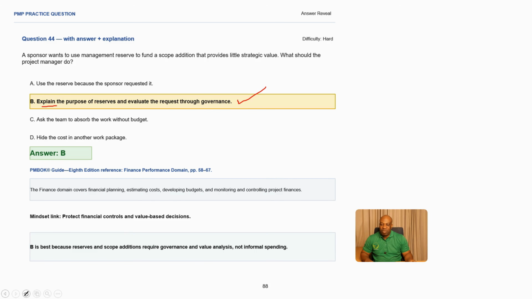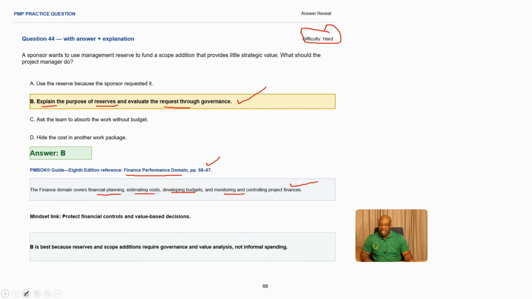Okay, you need to explain the purpose of reserves. Evaluate the request through governance. So the level of this one was actually hard, all right? And our reference in PMBOK is the finance performance domain, which is on page 58. So what does it say? The finance domain covers financial planning, estimating cost, developing budgets, monitoring, and also controlling of project finance.